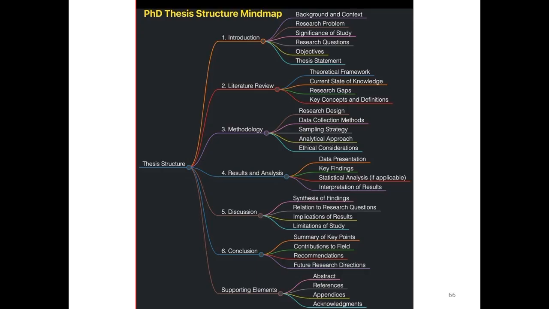Then this is the PhD thesis structure. We have the introduction. Again in the introduction we have the problem and context, research problem, significance of the study, research questions, objectives, thesis statement, and structure of the research article. Then the literature review, where we have the theoretical framework, current state of knowledge, research gaps, key concepts and definitions, and a methodology covering research design, data collection, methods, sampling strategy, the analytical approach we are using, and ethical considerations, etc.